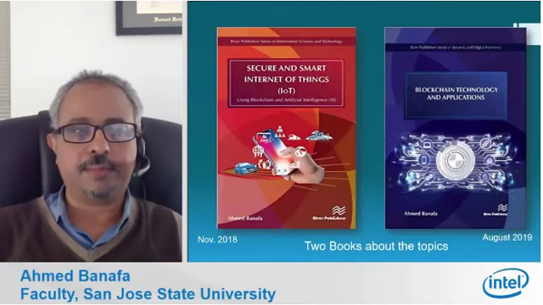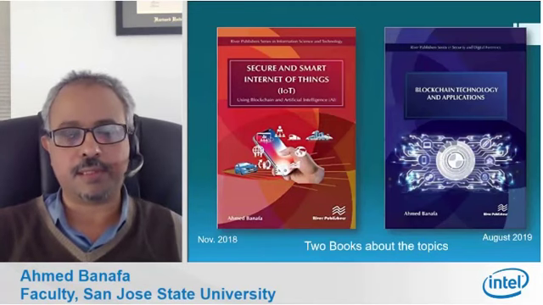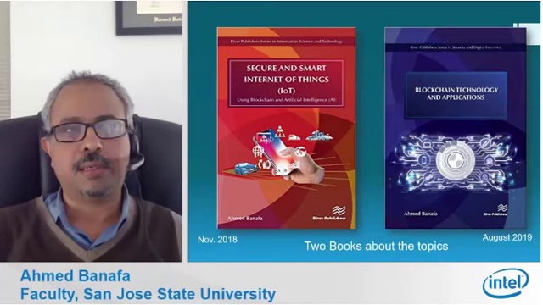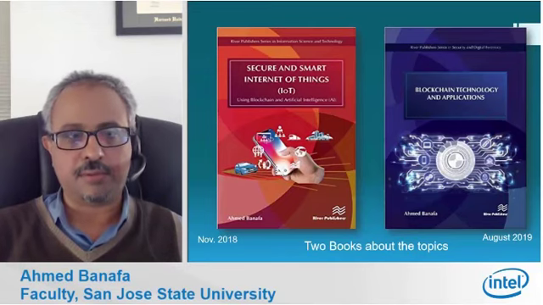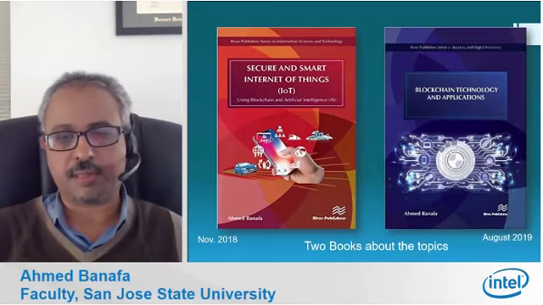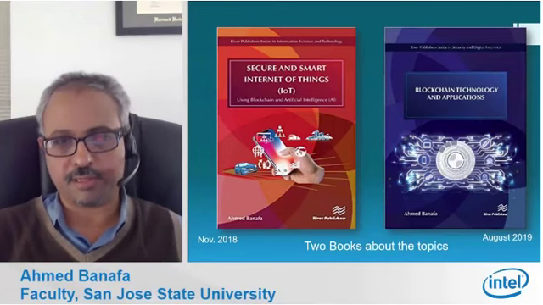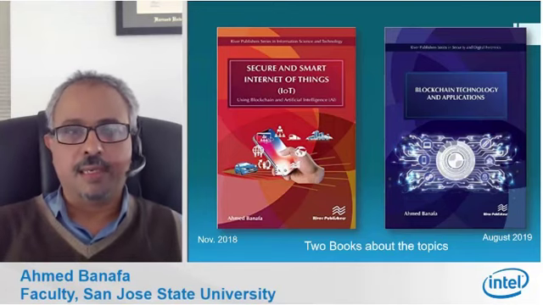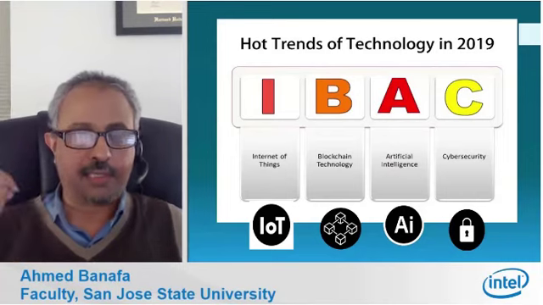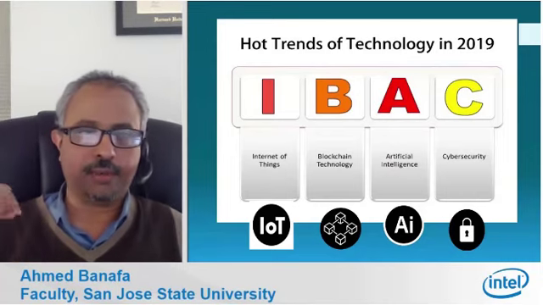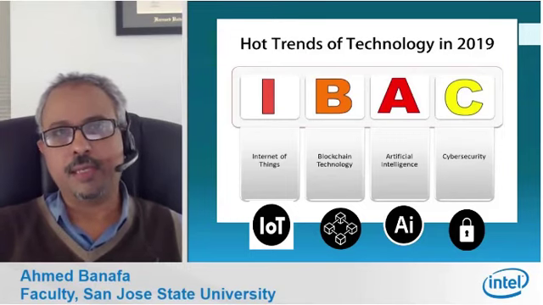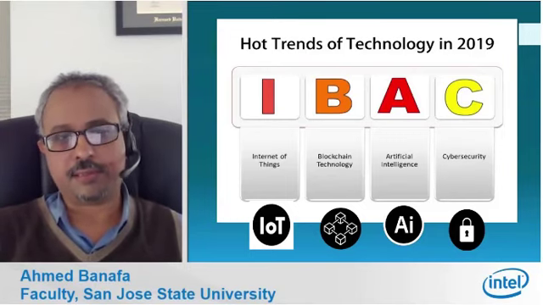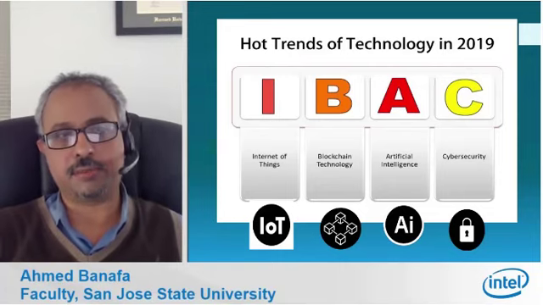connecting the four hot technologies. I wrote two books about Internet of Things and its relationship to blockchain and AI. One of them is already in the market, Secure and Smart Internet of Things, IoT using blockchain and artificial intelligence, and one is coming in August this year, which is specifically for blockchain technologies and application. If you look at this slide, it's going to give you an idea why we are focusing on how to make IoT a very important technology these days, and make it work with the other hot trends.